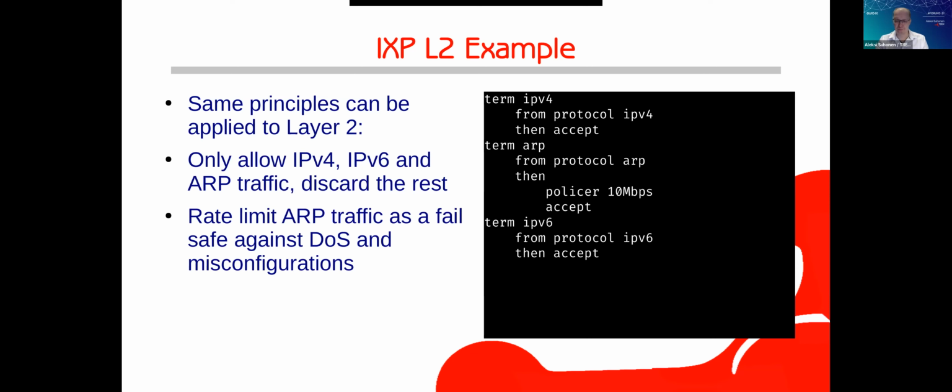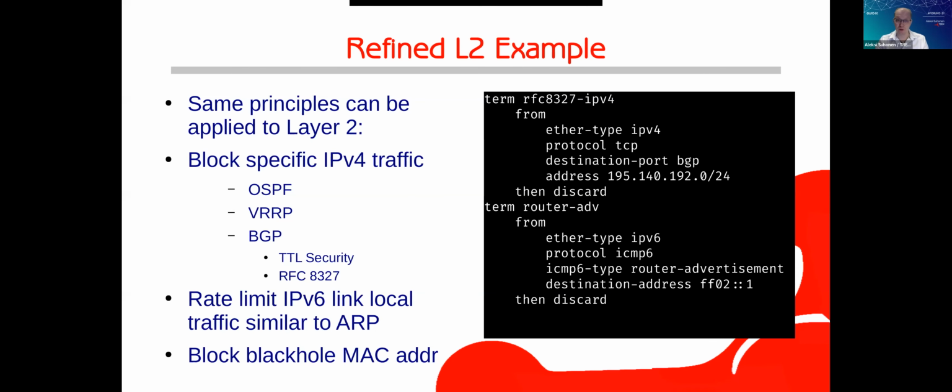And then we can go further. For example, our membership agreement also states that you are not allowed to use certain protocols like OSPF or Cisco Discovery Protocol or Link Layer Discovery Protocol or VRRP on the peering LAN. So we can just block those.